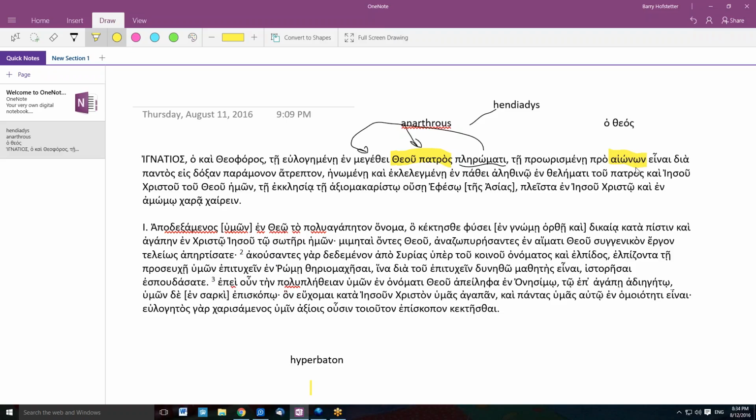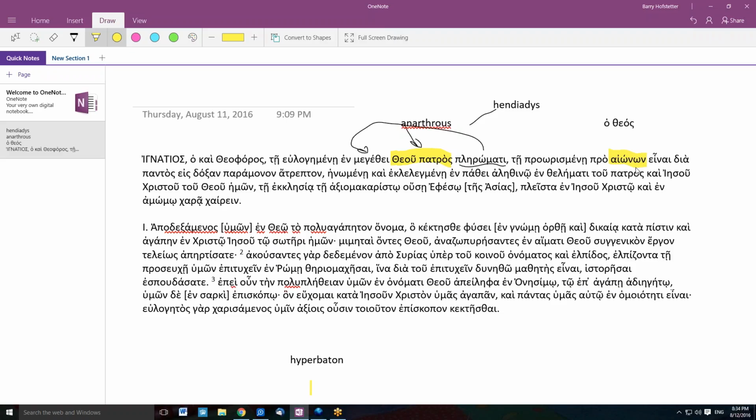So predestined before ages. Again, here's an example where we don't have the article in Greek, but where it sounds perfectly natural and correct to put it in English. So predestined before the ages. All right, then einai. What have we got there? An infinitive. An infinitive from what verb? Eimi. Eimi is correct. So predestined before the ages, einai, to be.